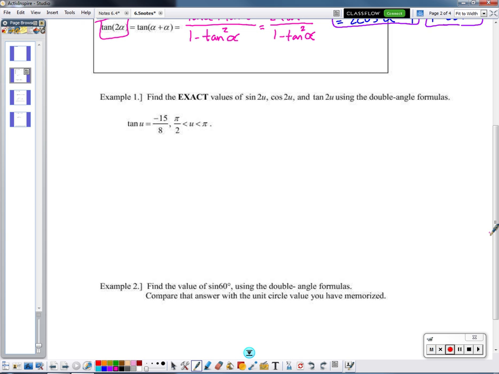What they want me to do here is find the sine, cosine, and tangent of the double angle, so cosine, sine, and tangent of 2u. They tell me something about tangent of u as being negative 15 over 8, and they also tell me u is between pi over 2 and pi. So they tell me that this angle u has to be in the second quadrant.